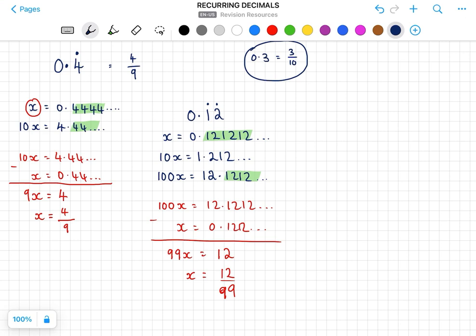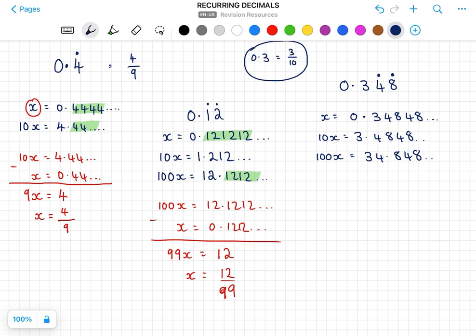Let's try one more. 0.348, where the recurring dot is only over the 4 and the 8 and not the 3. Now what this means is that we have 0.3 and then the 4 and the 8 are recurring. Same first step, multiply by 10. That's 3.4848. Multiply by 10 again to get our 100x equals 34.848.